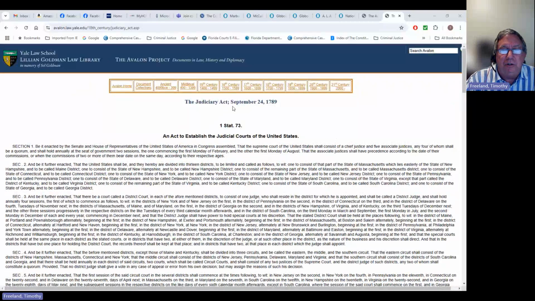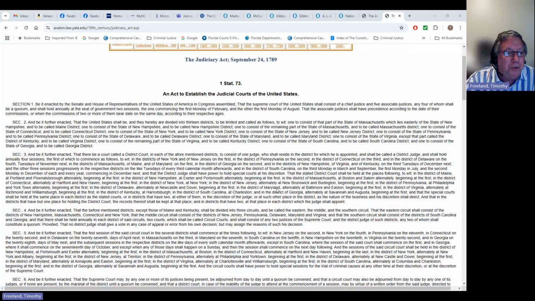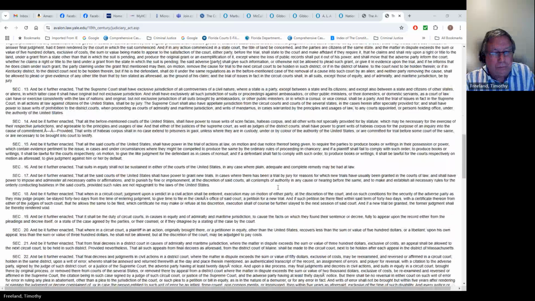Now you can see that this is the Judiciary Act, September 24th, 1789. Within about 6 months of Congress's first meeting, they passed this law, which was to establish the judicial courts of the United States. And in it, under Section 13, it talks about what the powers of the Supreme Court are to be.